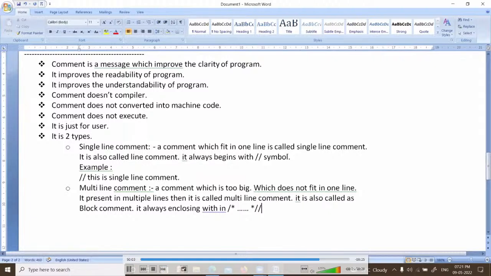Now note down this about comments. Good, Kamlesh, good. Your response is very good. Right. Good. Note this down, my dear friend.